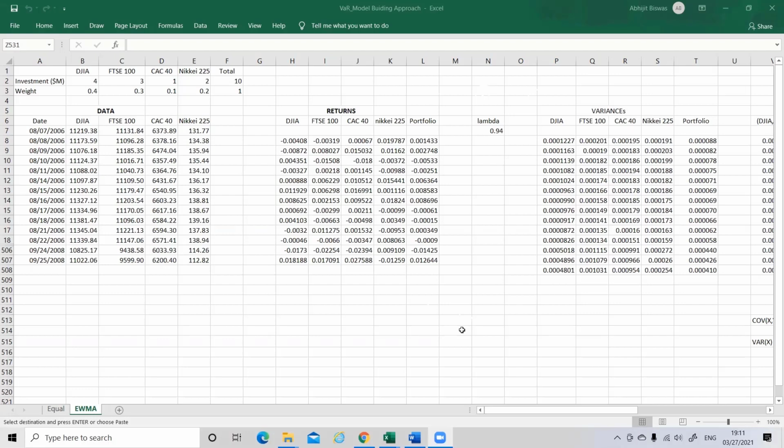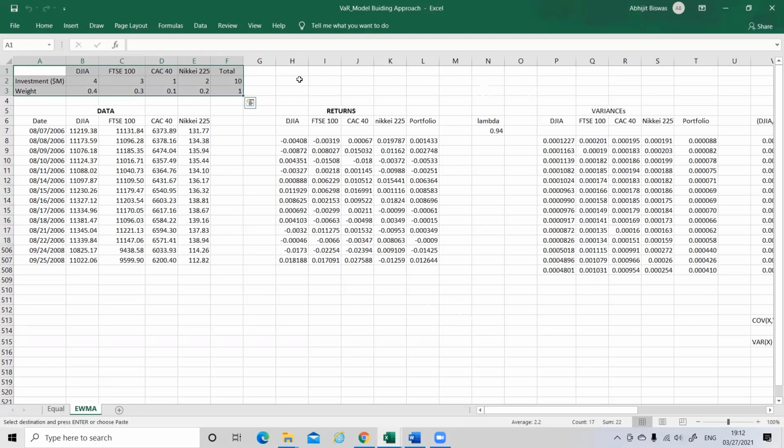So we will be doing today the calculation of VAR and conditional VAR under the model building approach using EWMA, the exponentially weighted moving average method. Okay. So I think you have got the data set opened, right? Yes or no? First, the details related to investment in 4 different index funds are given.